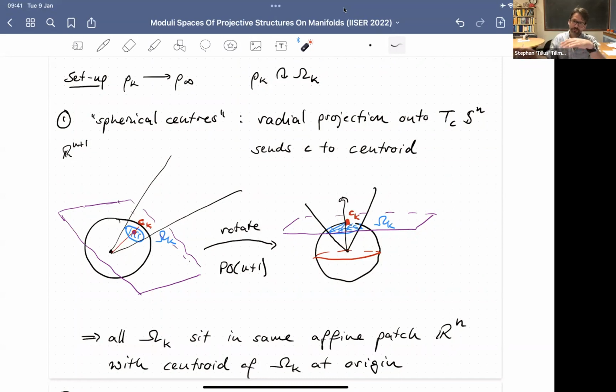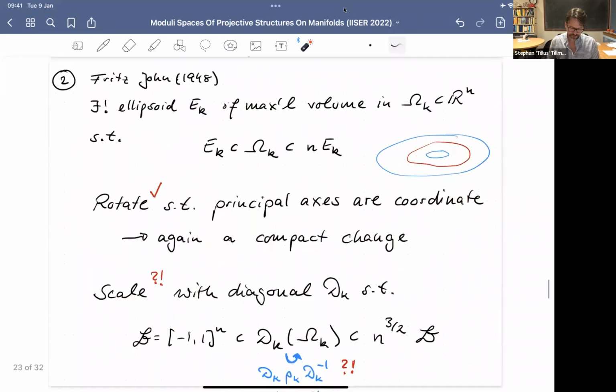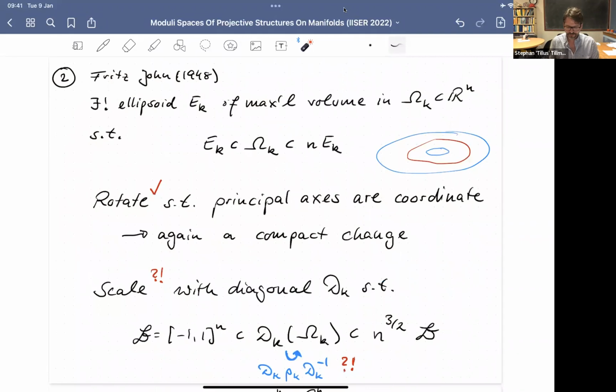So now all these domains sit in the same patch, and we have some control because the centroids sit all in the same place. Then we apply Fritz John's result, which says that there's a very special, unique ellipsoid of maximal volume in a convex body, such that this ellipsoid is contained in your domain. And if you scale the ellipsoid by the dimension n, you're also contained in here. So you have this nice unique ellipsoid. Now we rotate a bit more so that the principal axes are the coordinate axes.